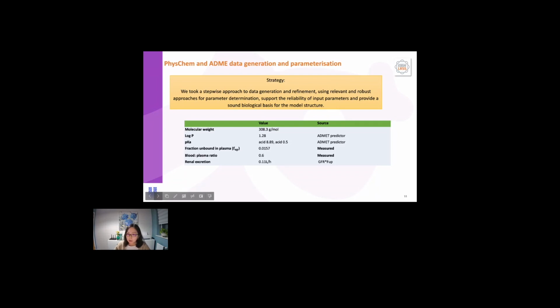So our overall strategy here is we took a stepwise approach to data generation and refinement, using very relevant and robust approaches for parameter determination in order to support the reliability of the input parameters and provide a sound biological basis for the model structure. And in this table, you can see some initial parameters obtained for this chemical. Worth mentioning that this chemical is an anion, so it's ionizable at biological pH. And next one, please.